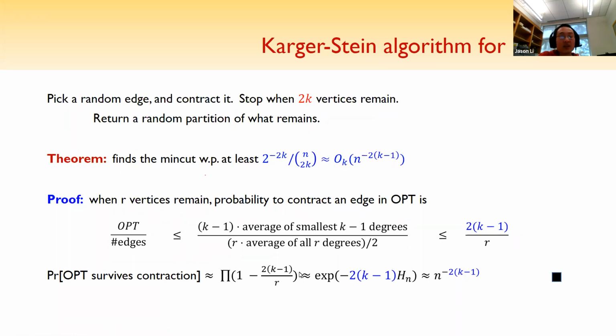And if we take the product, then we're just summing over essentially 2 times k-1 divided by n plus 2 times k-1 divided by n minus 1, and all the way down to 2 times k-1 divided by 2k. And we can estimate that by just the nth harmonic number, which is roughly ln n. So this becomes n to the minus 2 times k-1.